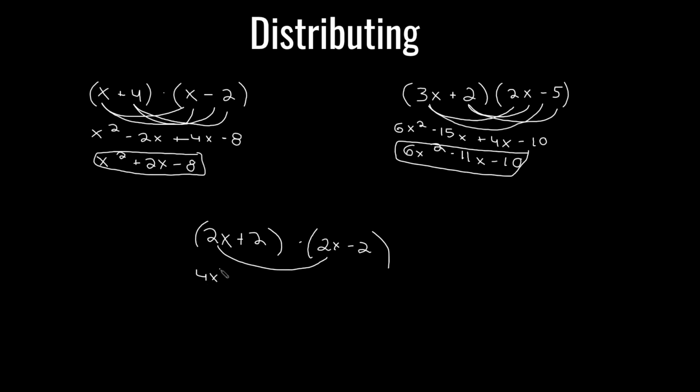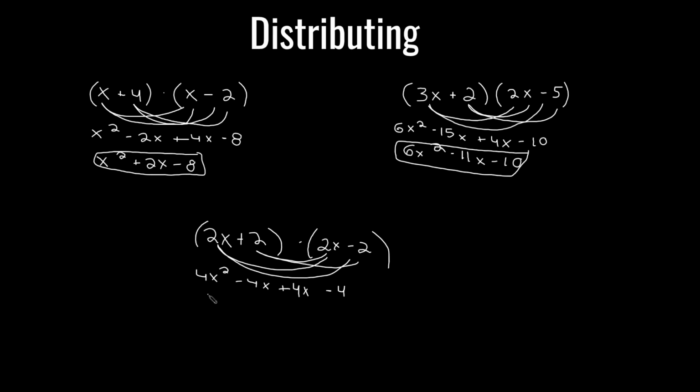So 2x multiplied by 2x will get us 4x squared. 2x multiplied by negative 2 is negative 4x. Positive 2 times 2x equals positive 4x. And 2 multiplied by negative 2 equals negative 4.